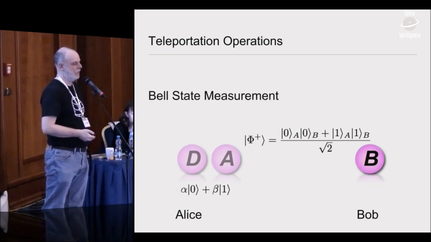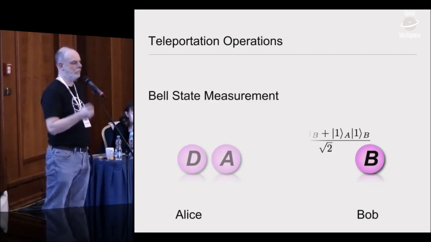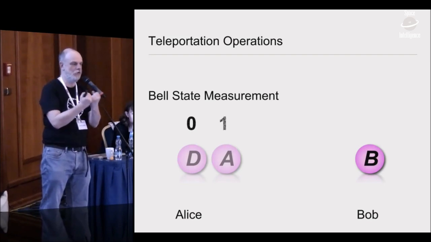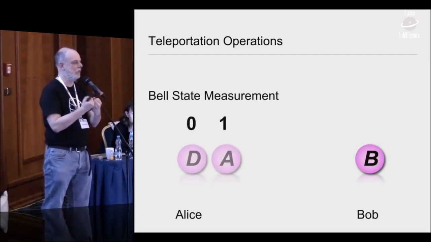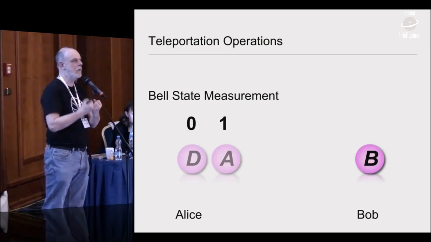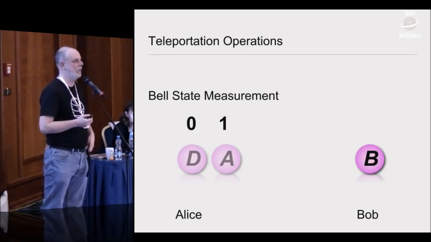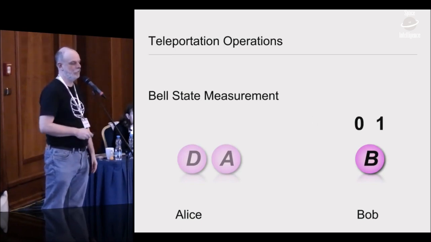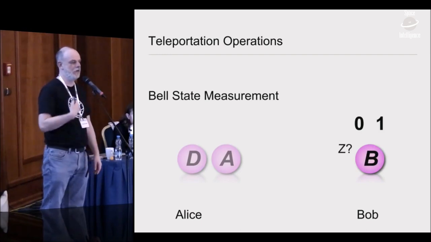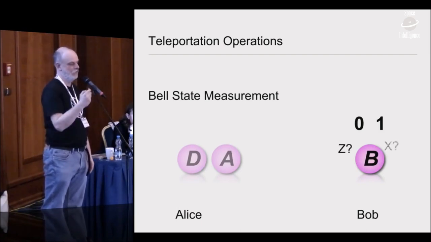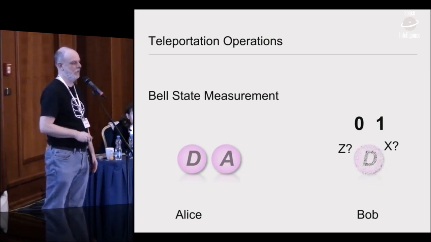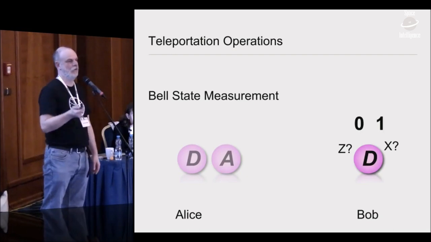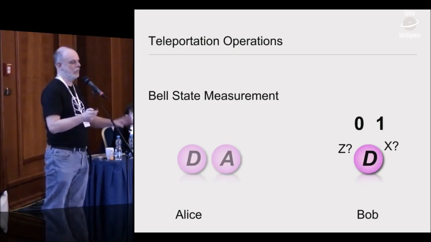She takes her qubits and she performs what's called a Bell state measurement, which is a joint operation on the two qubits. It's not the same thing as measuring the two of them independently. But when she does this, she's going to get two bits of classical data out of it, in this case a 0 and 1, and she has to send those to Bob, who then takes those values and uses them to apply either a Z gate or an X gate or both to this qubit, and that recreates the state D that Alice started with originally. So it's moving the information.